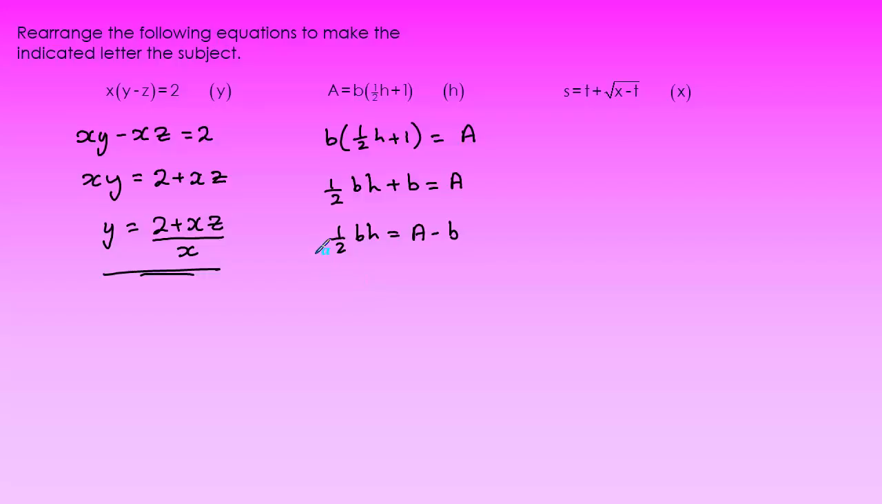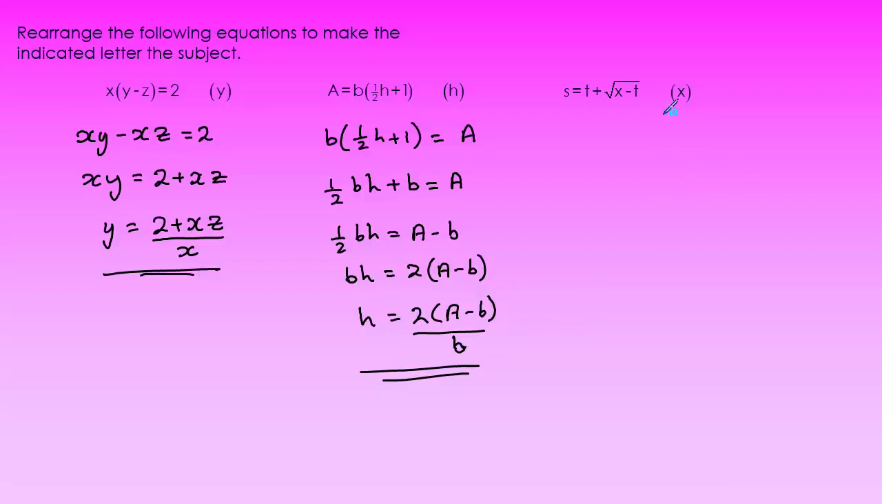Now, I don't really want fractions left in this if I can help it, so I'm going to multiply both sides by 2. So bh is going to be, now all of this needs to be multiplied by 2, and a good way of doing that is to put the a minus b in a bracket, or of course you could say 2a minus 2b, that would be absolutely fine. Now it's the h we want, the b is multiplying the h, do the opposite, divide both sides by b, and we get 2a minus b over b.